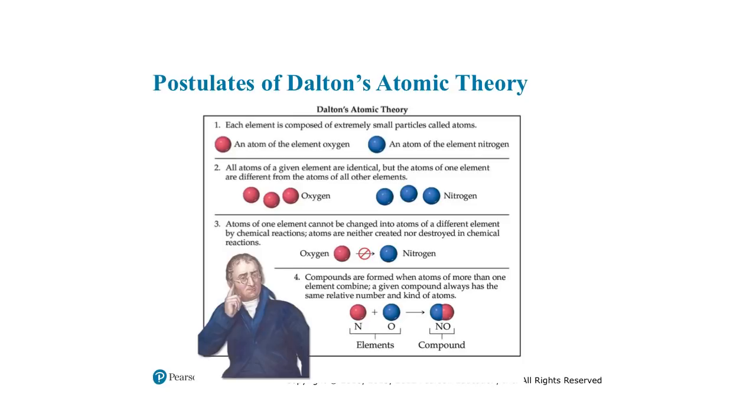So the key here is that you get the ratio of the elements coming together to form a compound. Now maybe you could take N with two O's and form a new compound like NO2, or maybe take two N's and an O and form N2O. So you can imagine forming different types of compounds through the different ratios of elements coming together.